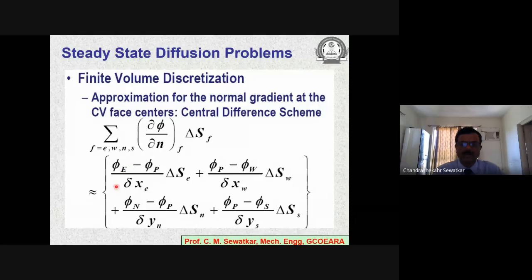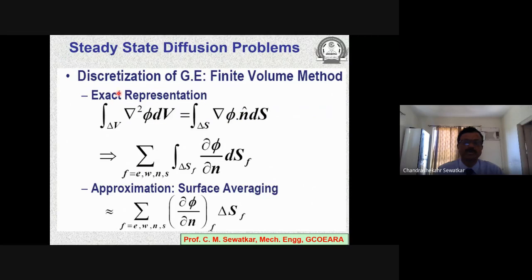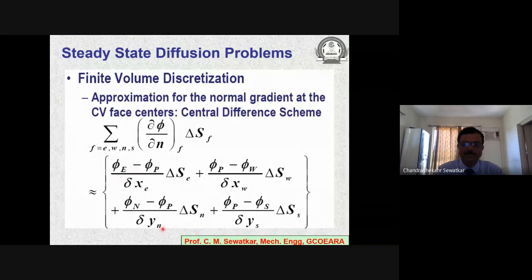So this is now my approximate representation of the integral over delta v of grad square phi dv. This is approximate. If I set this equal to 0, then that becomes the algebraic equation for steady state heat conduction. Look at this equation. This is an algebraic equation now. It is discretized. It's no more an integral or differential equation. All the terms are algebraic in nature. So this is my algebraic equation.